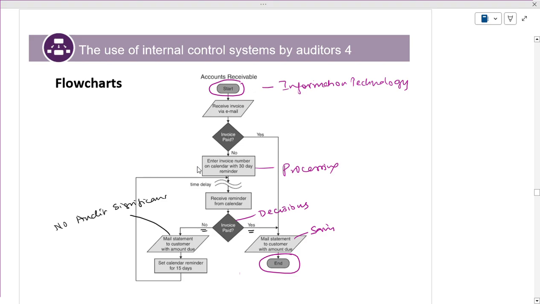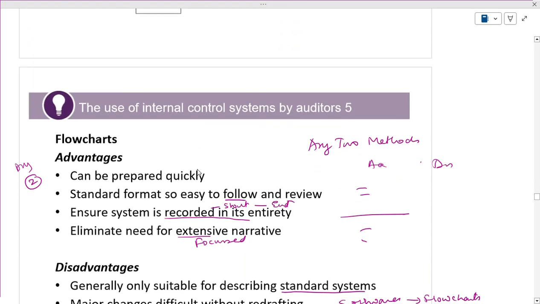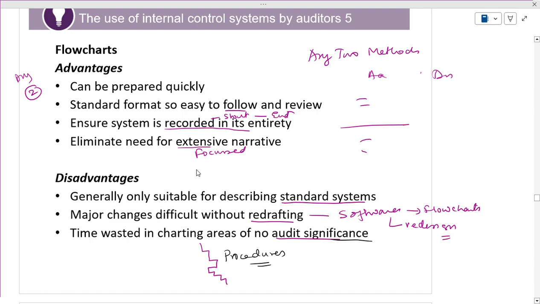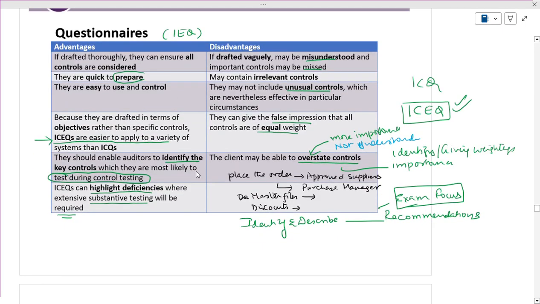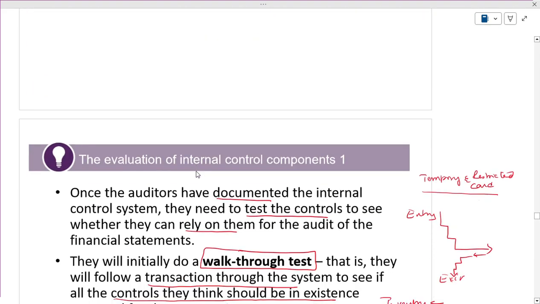Once class is over, first review the last class recordings, very important. You have flow charts, and the same thing, advantages. They will give this in the examination, sometimes 2 marks, 4 marks, maximum 4 marks. Then internal evaluation questionnaires. Everywhere you will have the advantages and disadvantages.